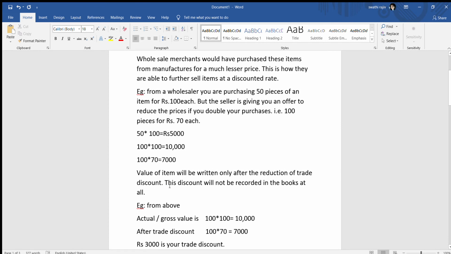So if you are recording it in your book, or when you are writing journal entries, it will be written only after reduction of this amount. This discount, that is trade discount, is never recorded in the books. Trade discount is never recorded in the books.